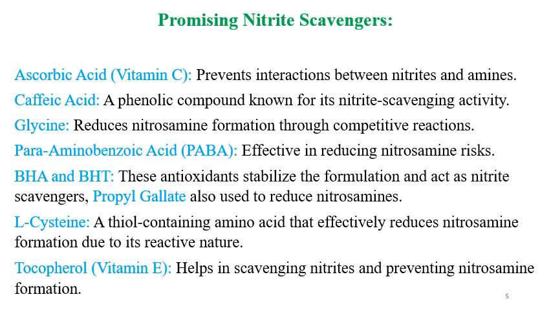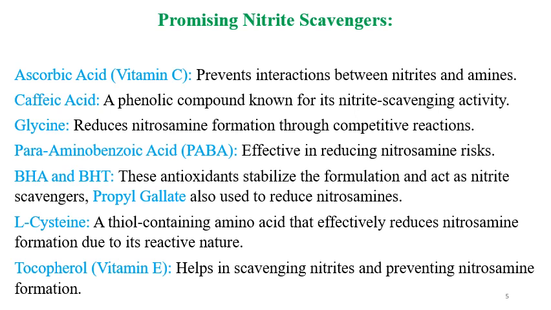Then coming to the examples of nitrite scavengers. Promising nitrite scavengers are there which have been thoroughly investigated, and their effect on nitrosamine impurity formation has been identified. Vitamins are there, like ascorbic acid and vitamin E. Ascorbic acid, or vitamin C, prevents interactions between nitrites and amines. Caffeic acid is a phenolic compound known for its nitrite scavenging activity. Glycine reduces nitrosamine formation through competitive reactions.